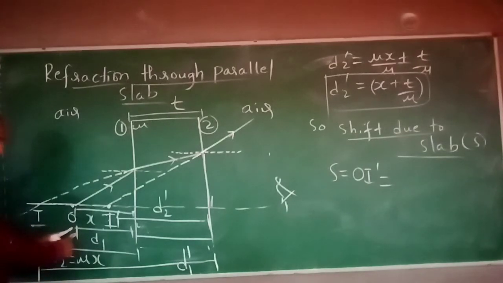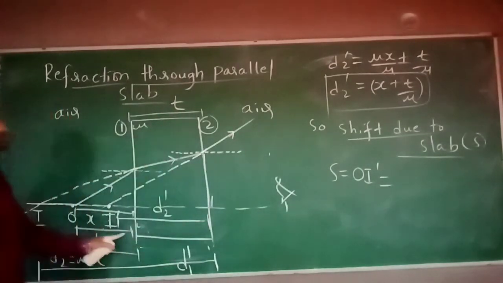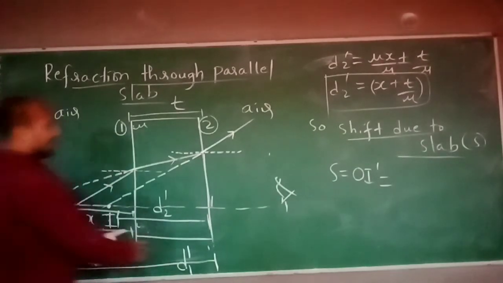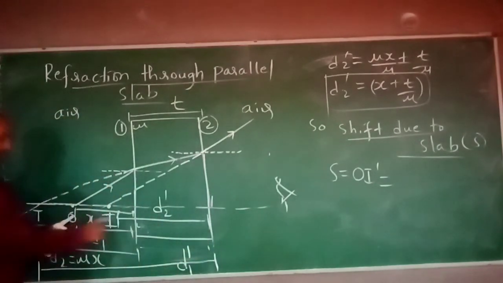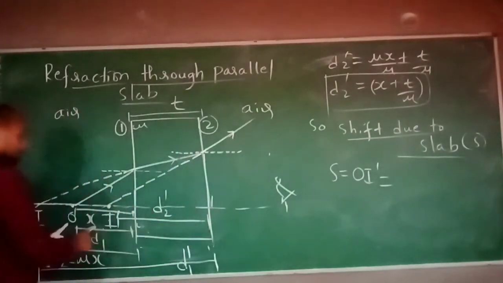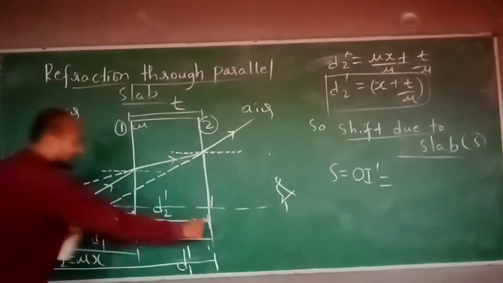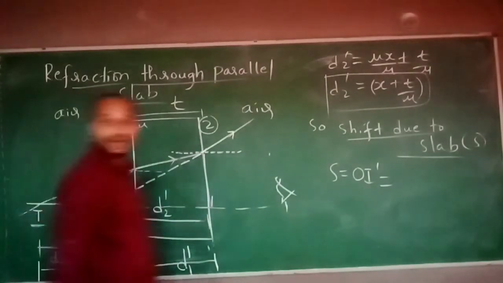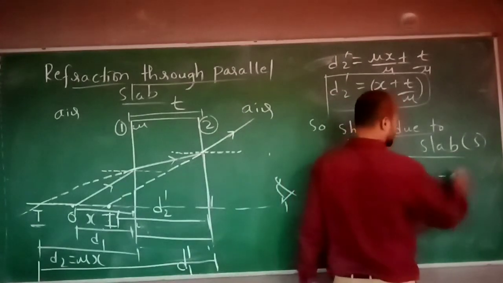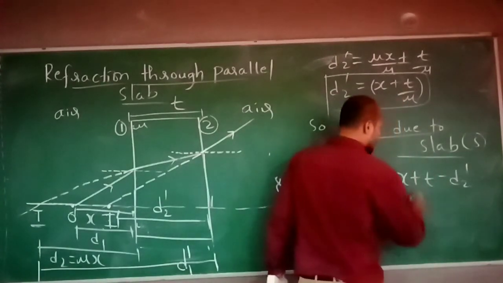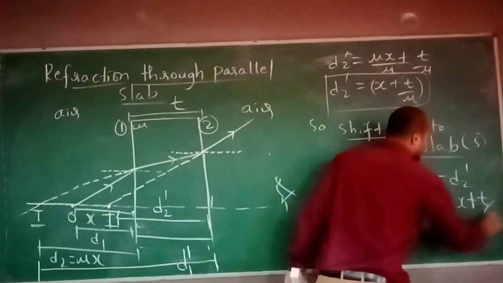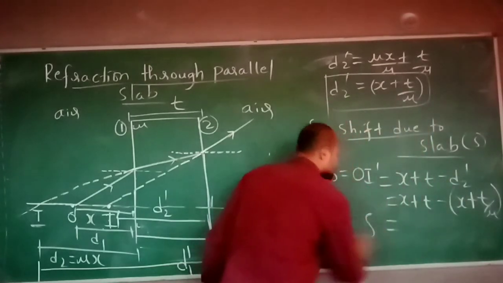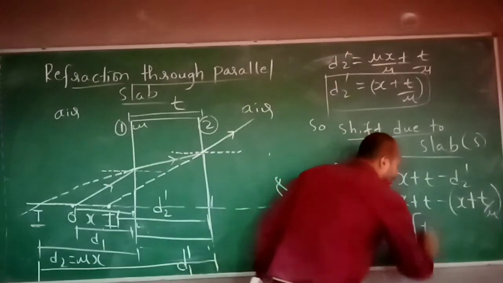See, D1, this one is T. This is D1, and now this D1 plus T. What is D1 again? D1 means X only. X plus T minus D2 dash will give me OI dash. What is the value of D2 dash? It will become X plus T by mu. So the shift will become T into 1 minus 1 by mu.